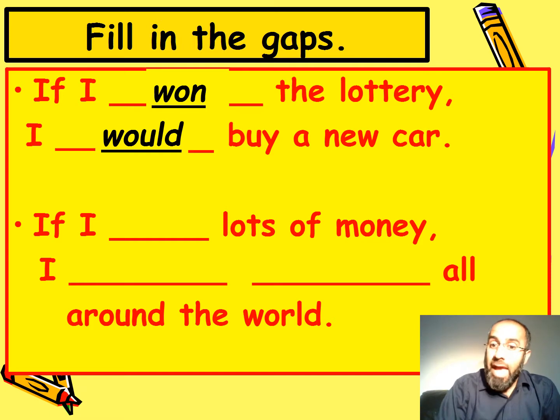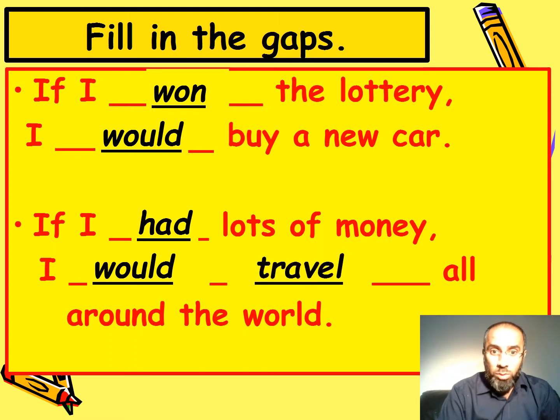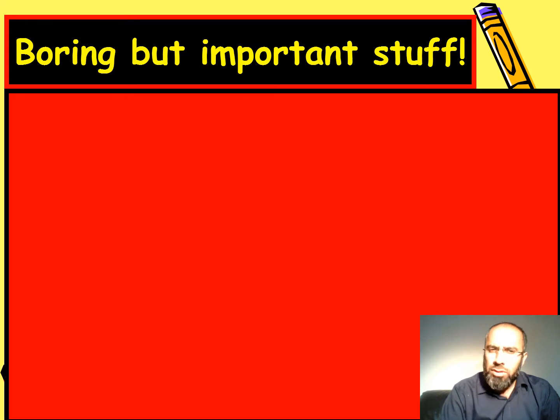So if I had, excellent, lots of money, I would all around the world. Travel, excellent. I would travel all around the world. Excellent. Okay, so some boring but very important stuff.